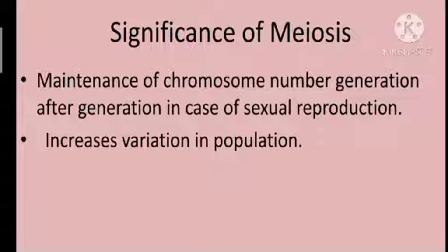Another significance is that it can increase the genetic variability in the organism from one generation to the next. Every time some variation occurs. Why? Due to crossing over and recombination, some variation occurs in each individual from generation after generation. These variations are very important for the process of evolution. So that is about the significance of meiosis.